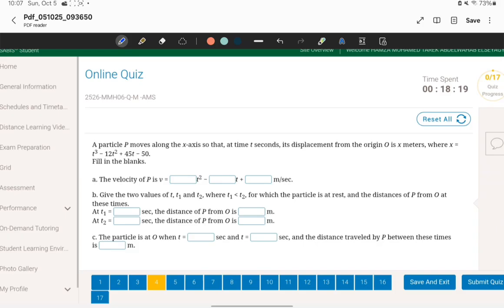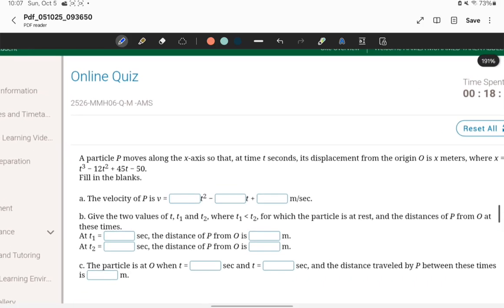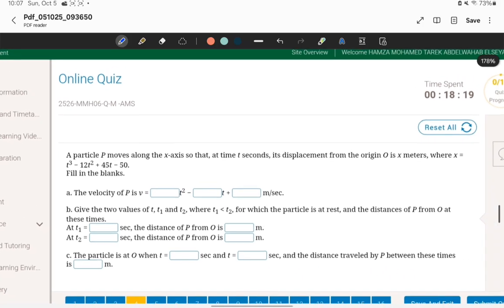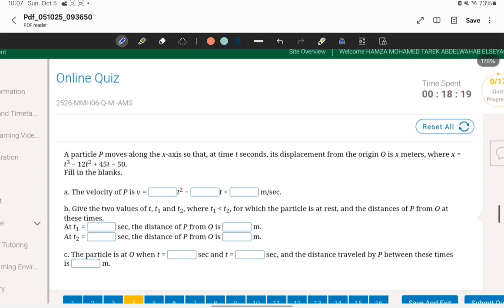Okay, number 4. They give you a particle moving along the x-axis, so that at time t its displacement is given by an equation. They want the velocity, t1, t2. To make your life easier, just derive this. When we derive the displacement equation, we get velocity, and when we derive the velocity equation, we get acceleration, right? So here, I'm just going to write them all at the top.